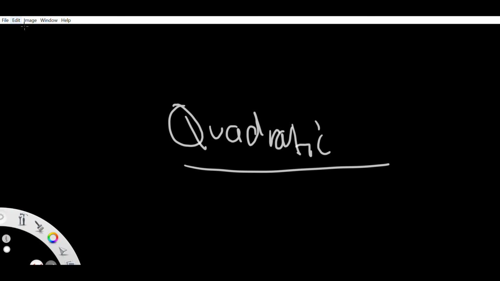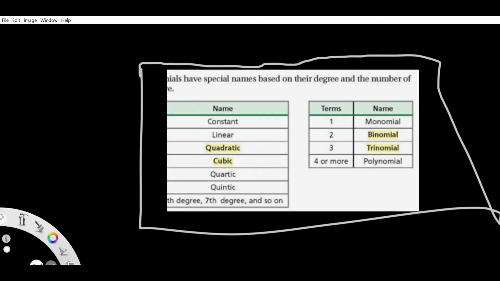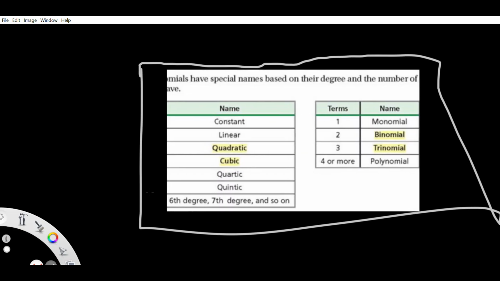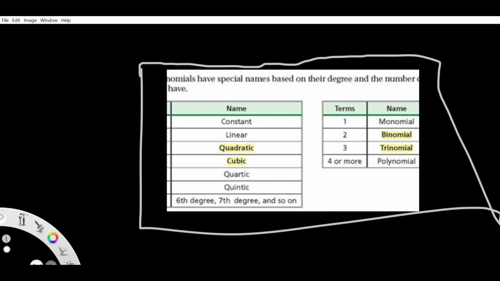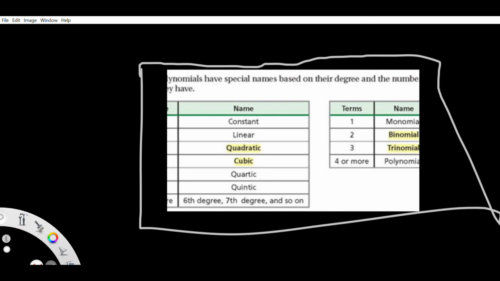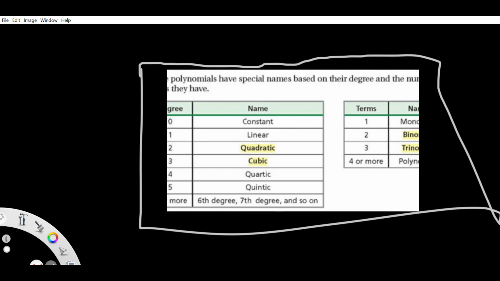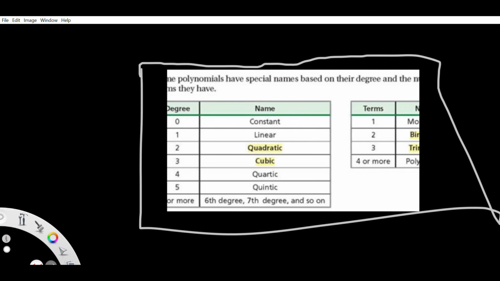To look at it in a diagram, here are all the different combinations. You'll see all the different combinations in the white box. So it could be a linear polynomial when it has 4 or more terms, which basically means its degree is 1, but the number of terms is 4 or more.